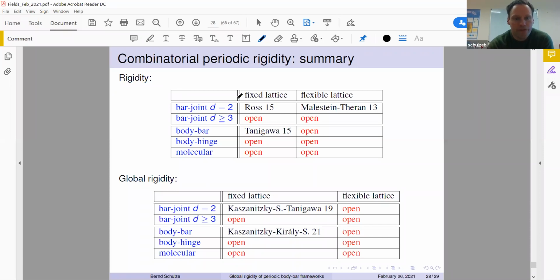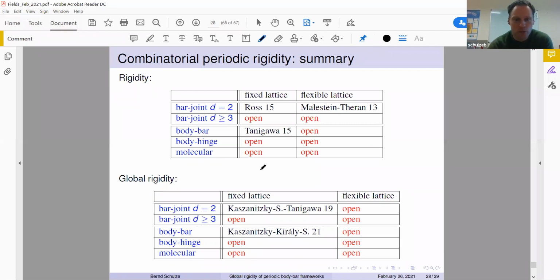If you're in the plane, then we have full combinatorial characterizations for the fixed and the flexible lattice established by Alyssa and Justin and Lewis. Of course, for bar joint frameworks in higher dimensions, this is open, and these are very challenging problems. For body bar frameworks with a fixed lattice, Kaszanitzy has the complete characterization, but all the other entries here are still open. So I think there's a lot of interesting work that can still be done here, with important practical applications as well.